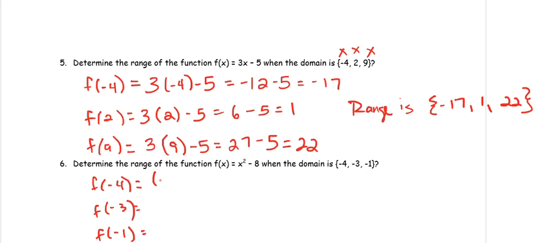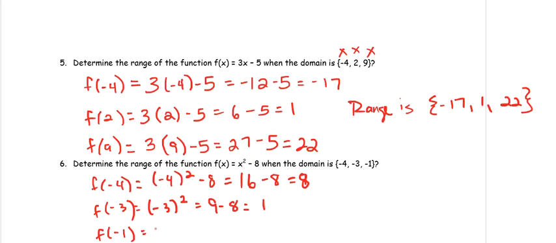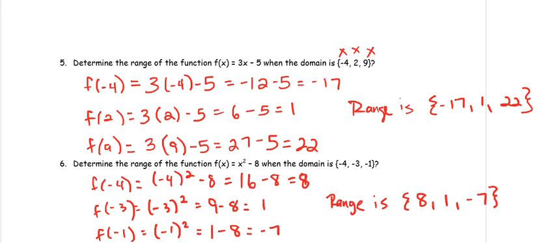So this is going to be negative 4 squared minus 8. Negative 4 squared is negative 4 times negative 4, and that's 16 minus 8, which is 8. Negative 3 squared is 9 minus 8, and that is 1. Negative 1 squared is 1 minus 8, which is negative 7. So your range is 8, 1, and negative 7.